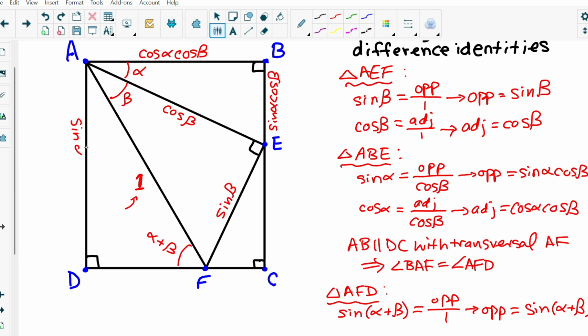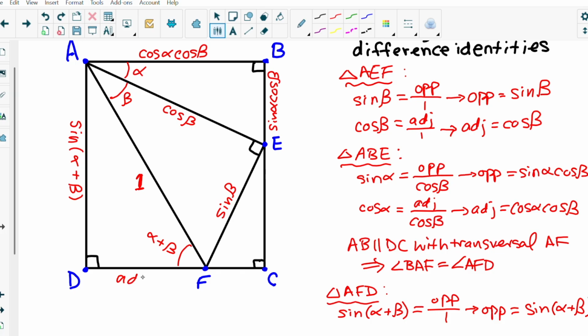Sine of alpha plus beta. Okay? Oh, come on, neatness. Sine of alpha plus beta. There we go. Okay?